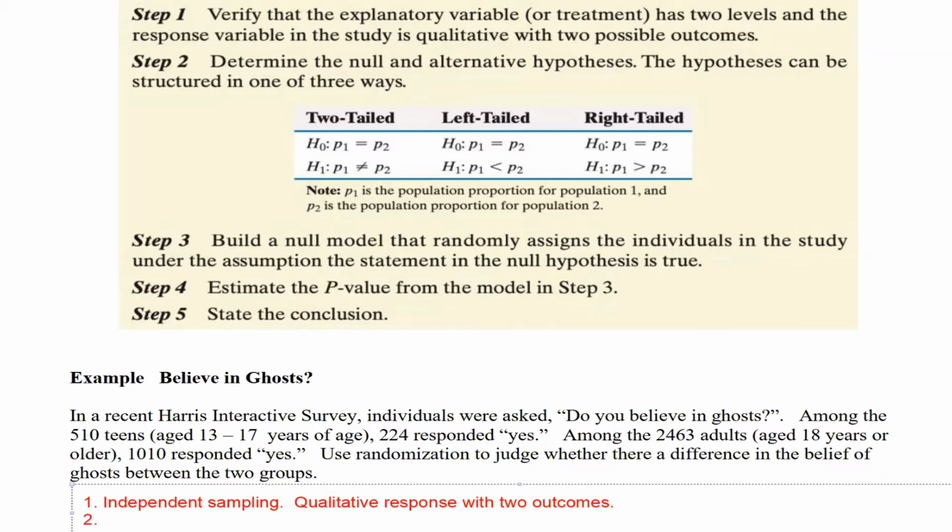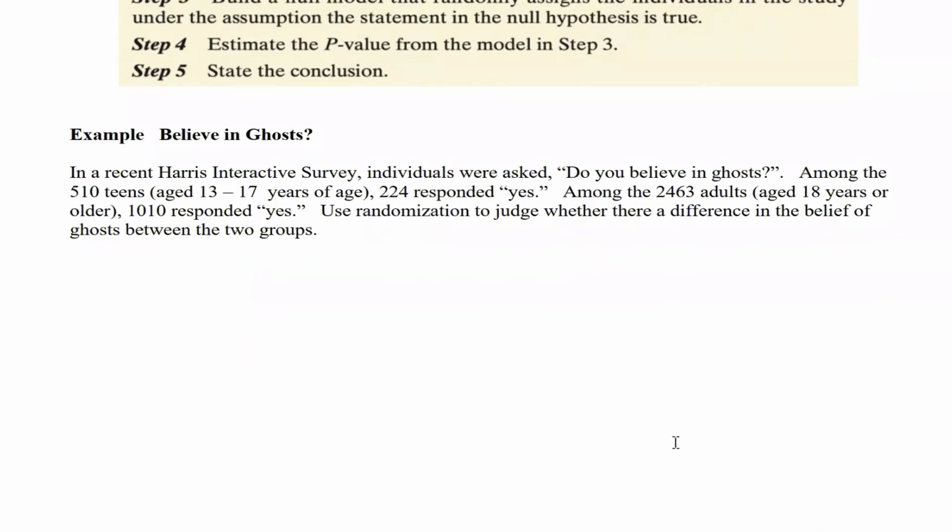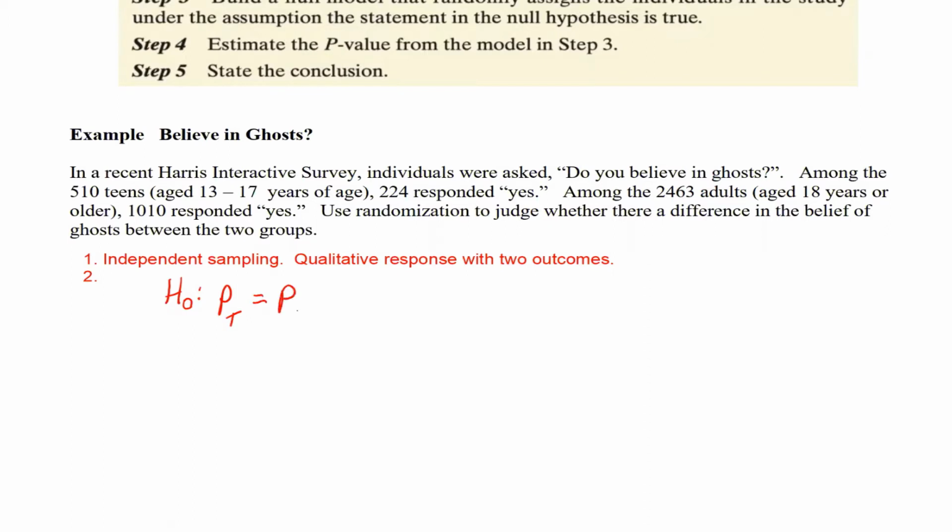Step 2 is to determine your null and alternative hypothesis. The null hypothesis is always a statement of no change, no effect, no difference. That would mean the proportion of teens who believe in ghosts is the same as the proportion of adults who believe in ghosts. We want to know, is there a difference between the two? Is the proportion of teens different from the proportion of adults who believe in ghosts?